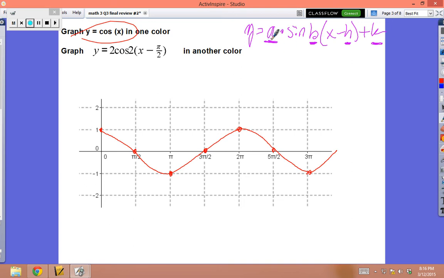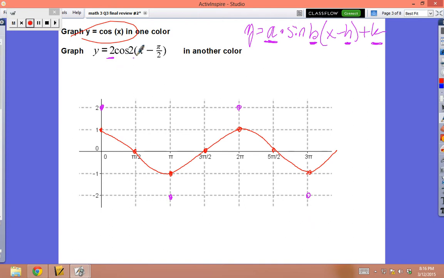And this one's just as easy as the h and the k. This one, this a, if you multiply at the very beginning, that's your amplitude, and that is your max and your min. So this right here, that's my amplitude. So instead of going up to 1, this is going to go up to 2, and this is going to go down to negative 2. So this dot's going to go up to 2, and this dot's going to go down to negative 2. So that's my amplitude. Everything else stays the same. It's just going to change my max and my min.